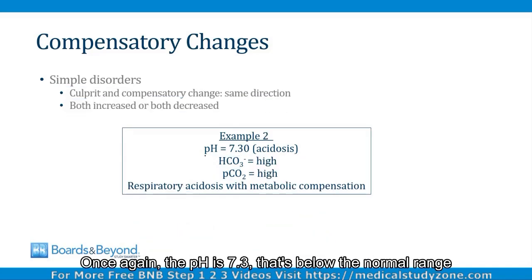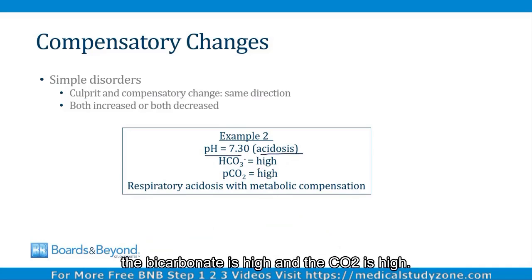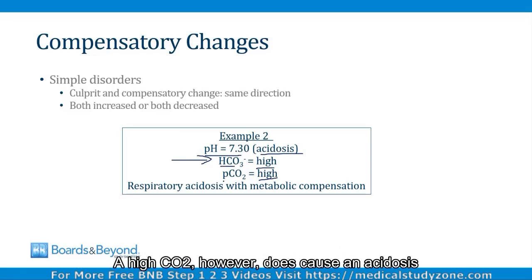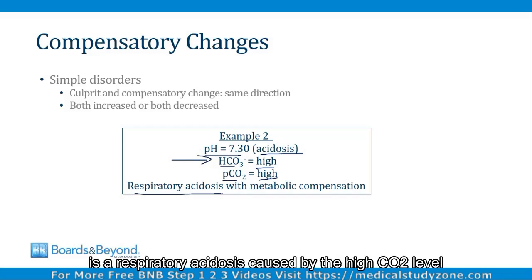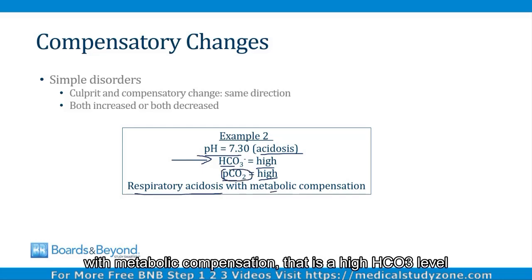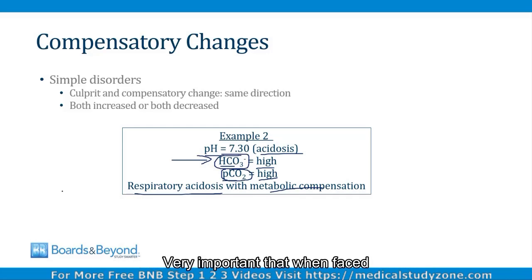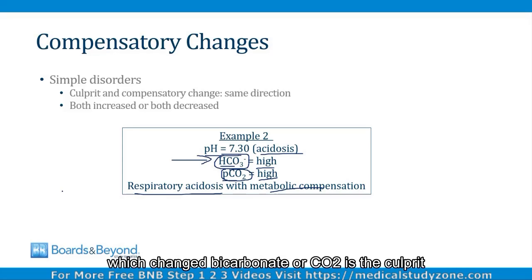Here's another example. Once again, the pH is 7.3, that's below the normal range, so there's an acidosis. But in this case, the bicarbonate is high and the CO2 is high. Well, a high bicarbonate causes an alkalosis, not an acidosis, so this cannot be the cause. A high CO2, however, does cause an acidosis, so therefore what we've got here is a respiratory acidosis caused by the high CO2 level with metabolic compensation, that is a high HCO3 level, trying to bring the pH back towards the normal range. Very important that when faced with a simple acid-base disorder, you are able to quickly determine which change, bicarbonate or CO2, is the culprit and which change is the compensatory response.